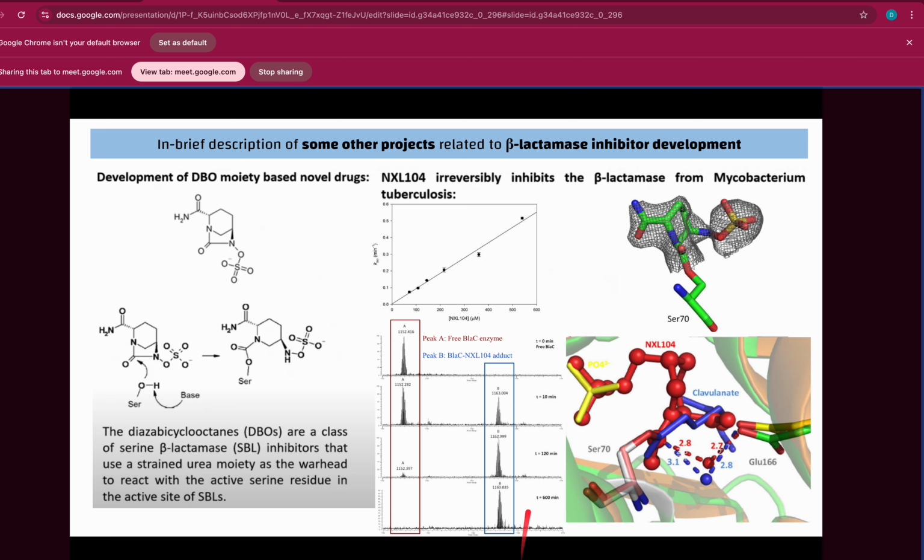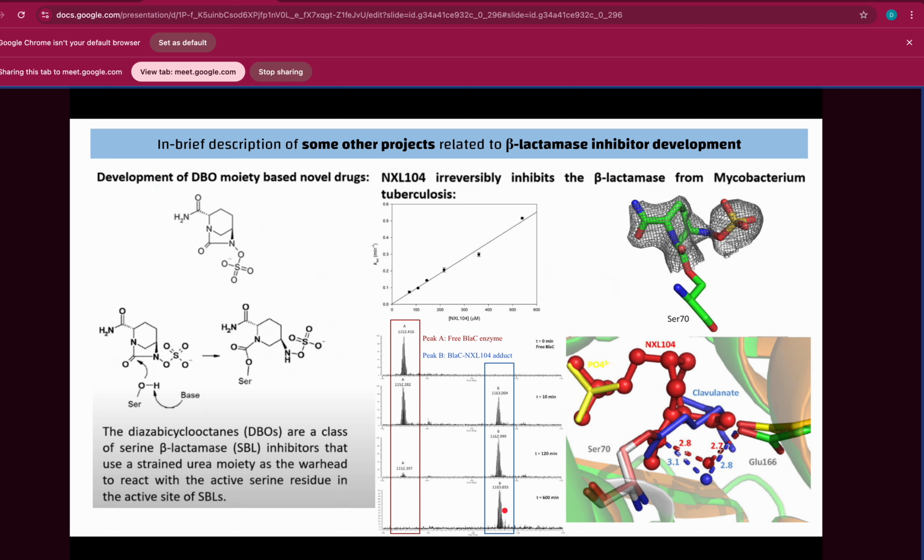So this is showing that as there is increase in time from 0 minutes to 600 minutes, there is complex formation between the beta lactamase and NXL104 adduct. So in this case, this is the complex between beta lactamase and NXL. As we move in time, the peak is disappearing. So now there is no free beta lactamase, which means there is no free beta lactamase which could target my beta lactam antibiotics.